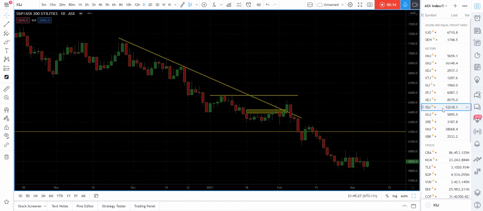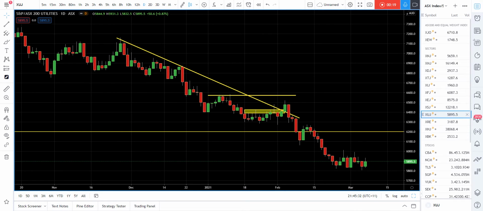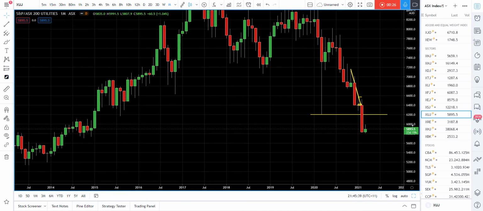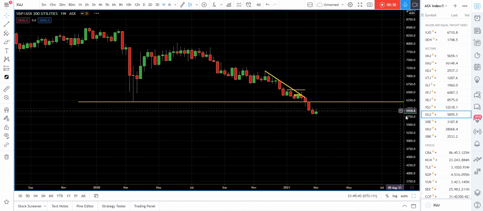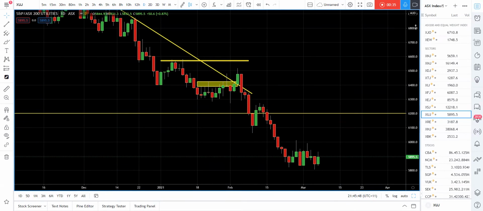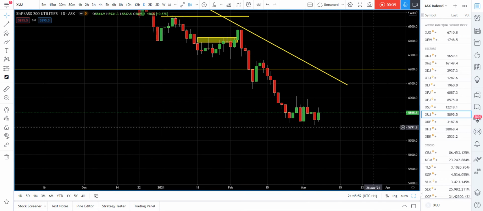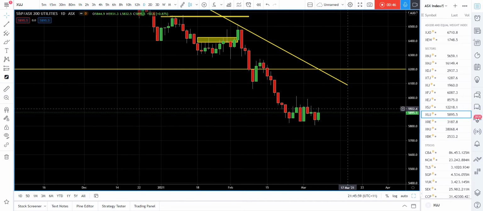Last one we stopped at was the consumer staples. Now we are going to continue with the ASX 200 utilities, and we will start with the monthly time frame. Monthly time frame is quite bearish, as we can see, and the weekly time frame is still bearish. Now on the daily time frame, after this bearishness, we have some sort of small consolidation here. For me, this consolidation shows nothing. It is still overall bearish.